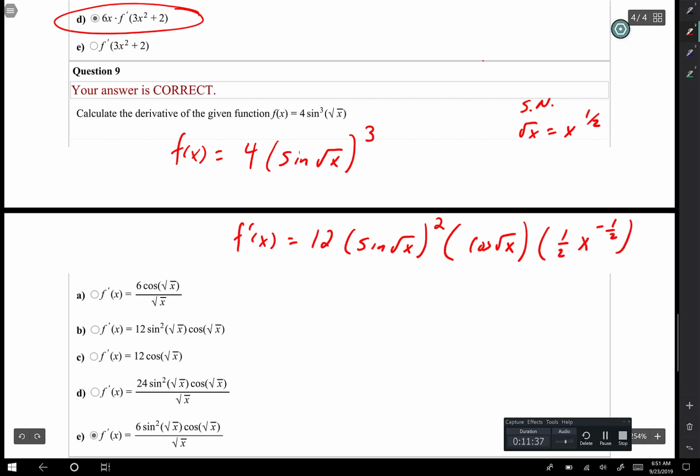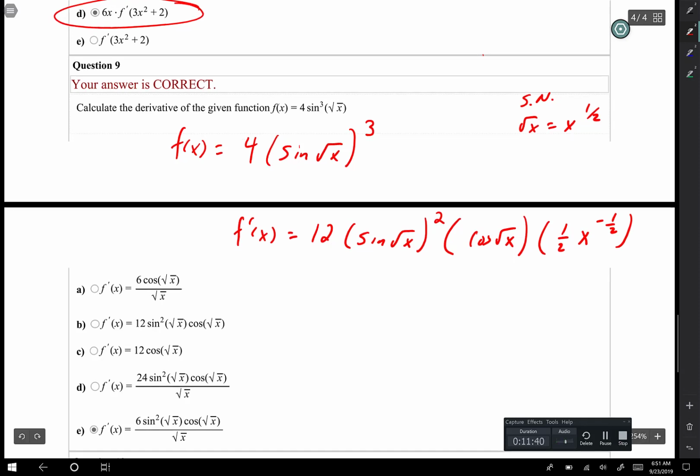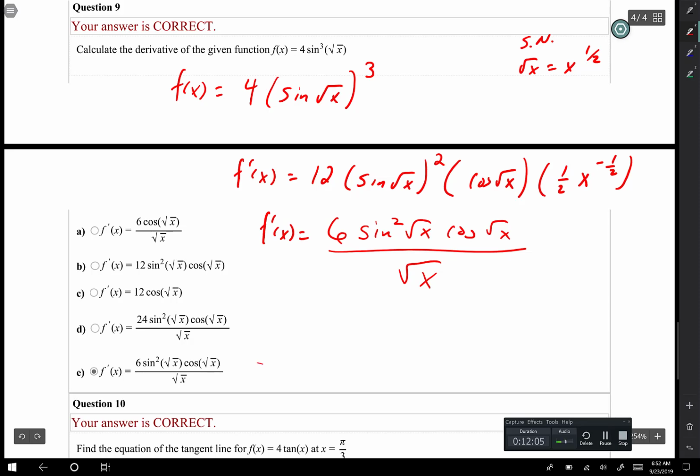There you go. And now we just got to fix it, guys. All this is being multiplied. Half of 12 is 6. So f prime of x is equal to 6 sine squared of square root of x, cosine of square root of x. And that x to the half goes down. So square root of x on the bottom. You could probably do something with sine square root of x, cosine square root of x, but they decided not to do anything with it. And here it is.